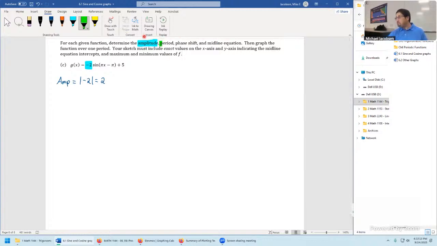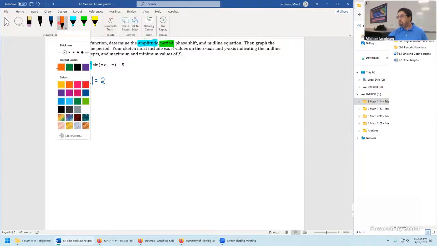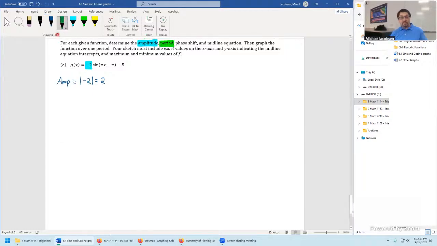Next is period. Period gives us a lot of information, tells us how long we're going to sketch through. And when we calculate 1/4 times the period, it tells us where to get to all of these important values that need to be on the graph. So to start off, period on this one involves that number right there.